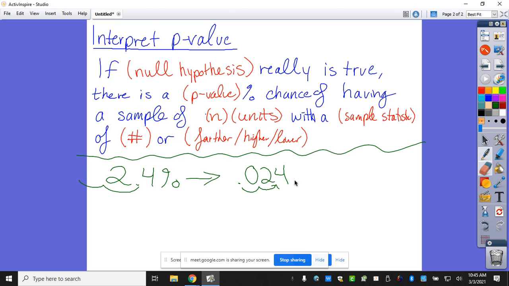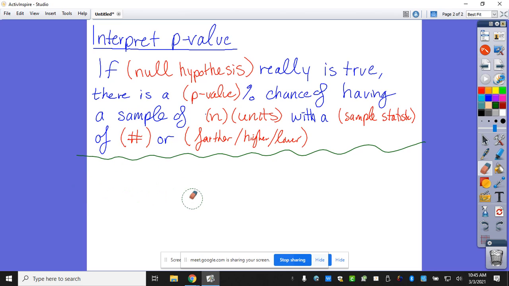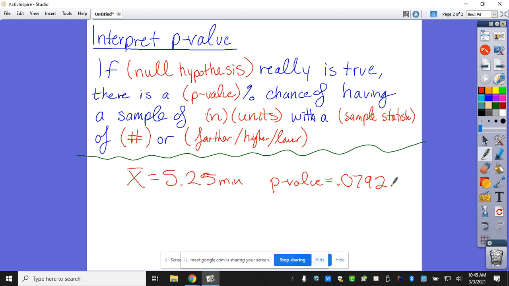So going back to our example from Friday that I keep talking about, on Friday we talked about the person running, and they had an x bar of 5.25 minutes. And I think we ended up with a p-value of 0.0792 or something like that. And in our second one, our sample size was 2.